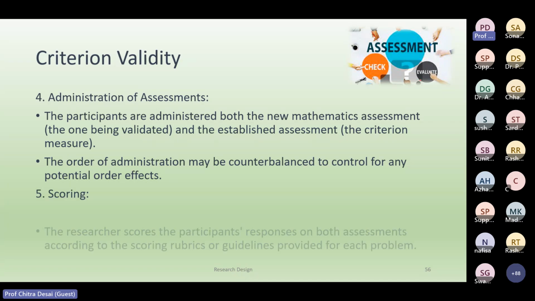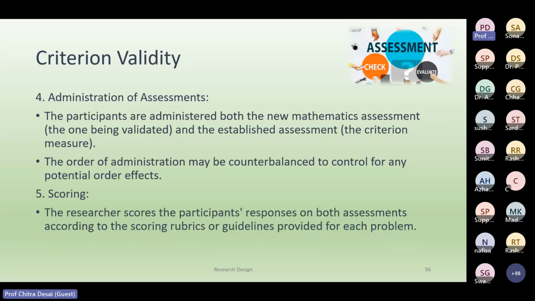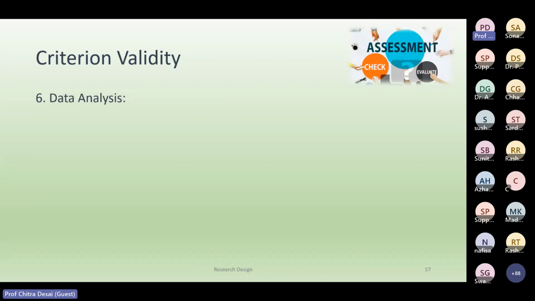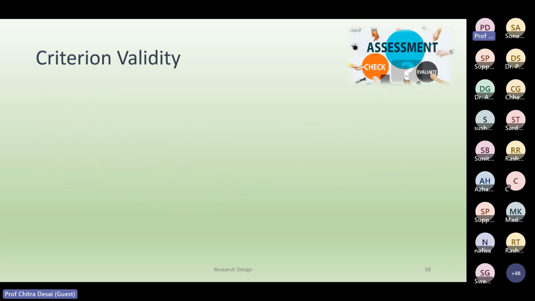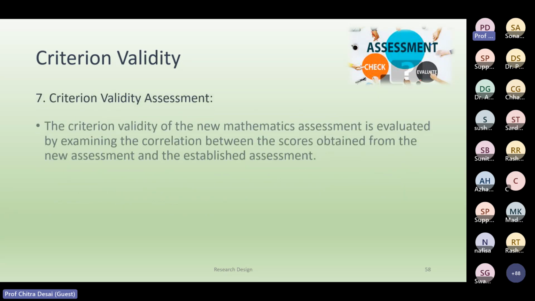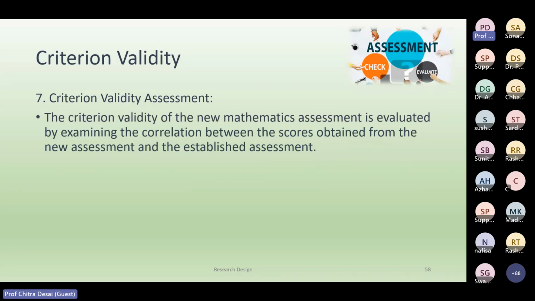And with the help of scoring, you will be able to understand that this rubric has given me the guideline to be provided for such problems. So care has to be taken that we ensure consistent and accurate scoring for this criterion validity, and then perform data analysis on it using certain statistical techniques. And finally, we can conclude that the criterion validity in this example, that is the new mathematics assessment, is evaluated by examining the correlation between the scores obtained from the new assessment and the established assessment.